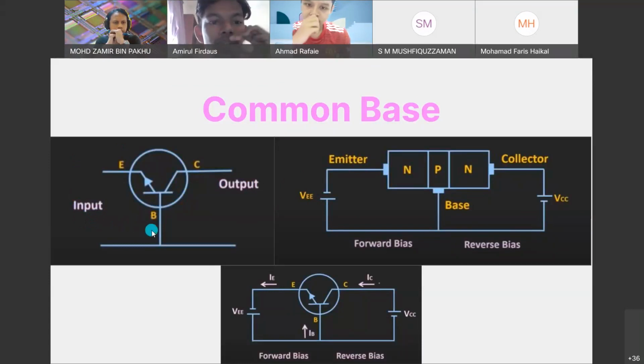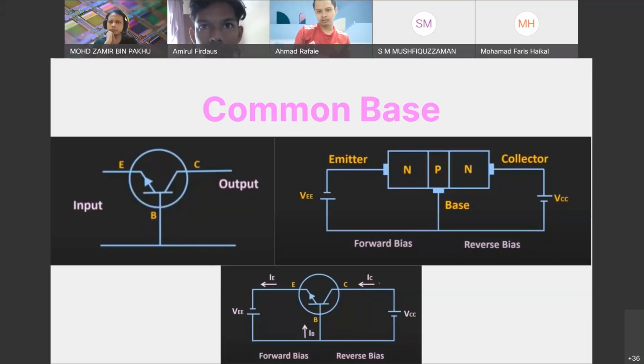As you can see, the most common application of BJT is as an amplifier. The emitter terminal is common between the input and the output. In this NPN transistor, the applied voltage should be such that the emitter-base junction gets forward biased and the collector-base junction gets reverse biased.